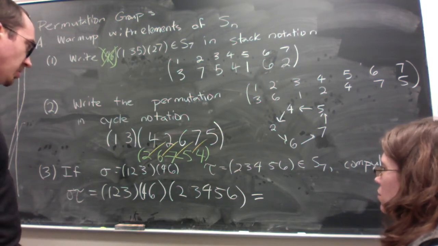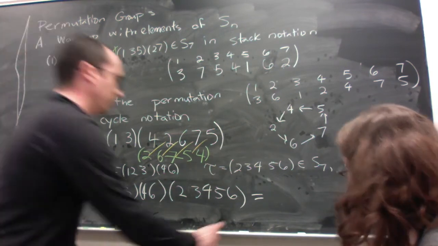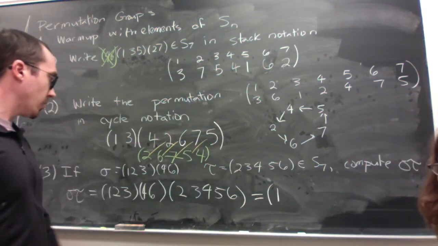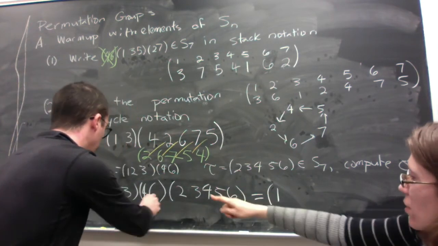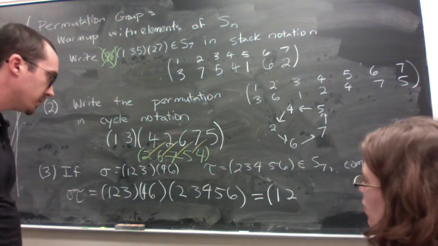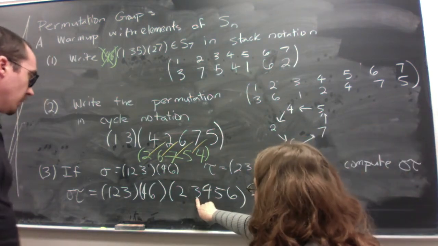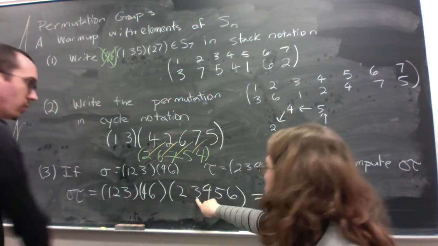So, should we start by seeing what happens to 1? I like to start with 1. Okay. So 1 goes through nothing, nothing, 2. It goes to 2. Okay, so where does 2 go? Well, here 2 goes to 3. Okay, so now it's 3, and 3 goes to 1, I guess.